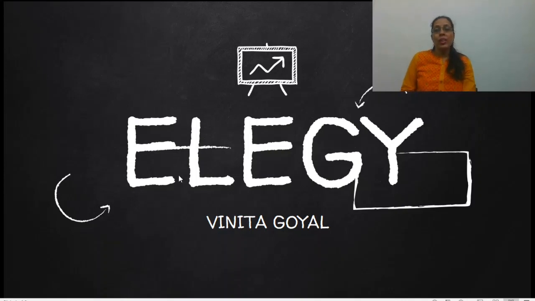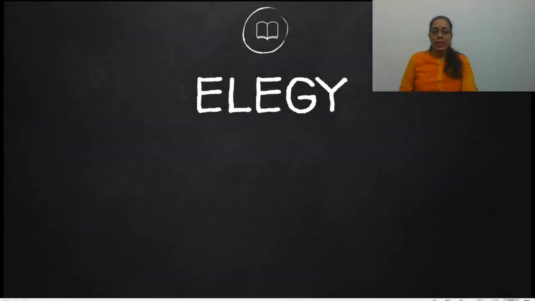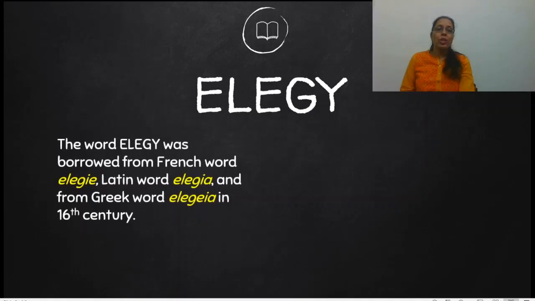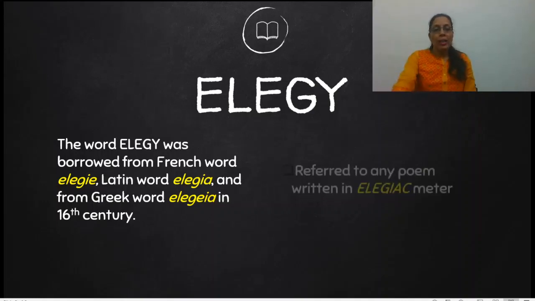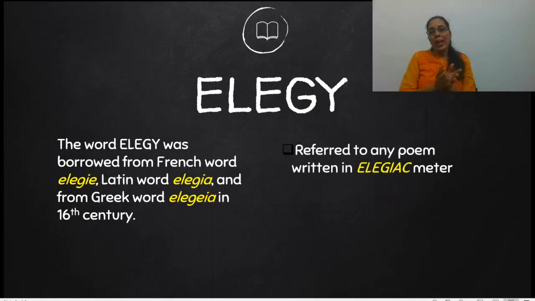And today's video is about a form of writing, a type of poems which we know by the name of elegy. So let's get started. The word elegy is originally not an English word, and it has been borrowed into English from the French word elegie, Latin word elegia, and from Greek word elegia in the 16th century. And it refers to any poem which is written in elegiac meter.